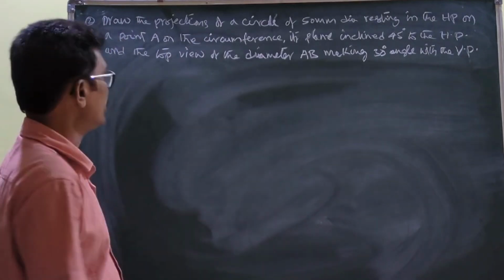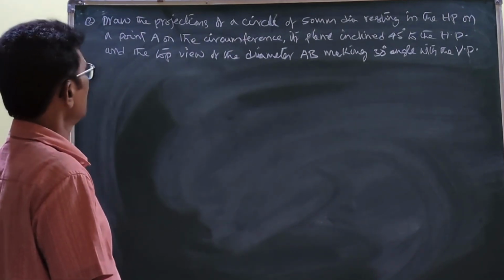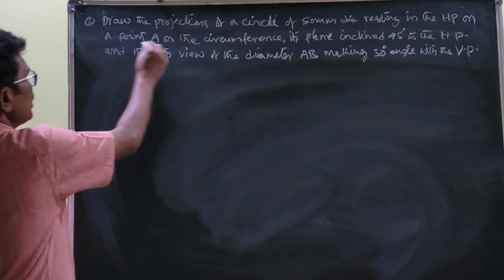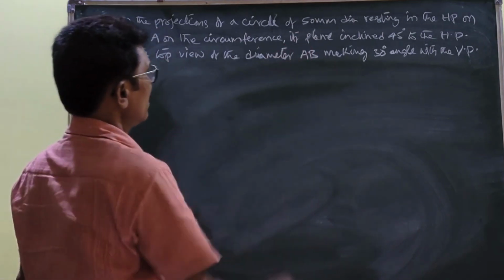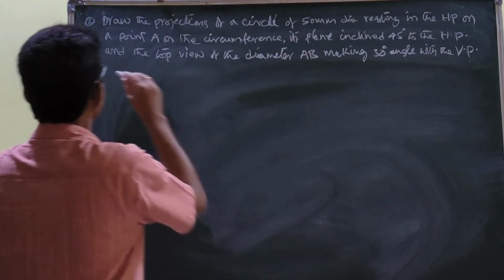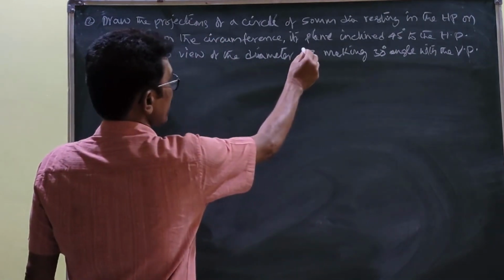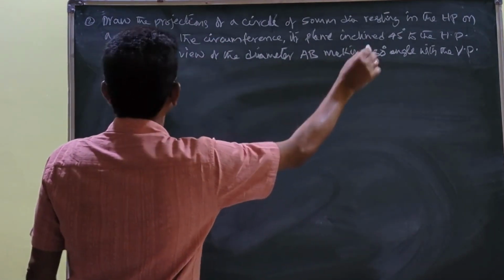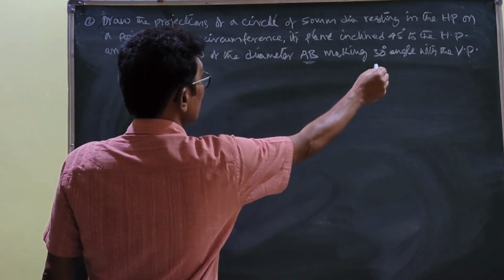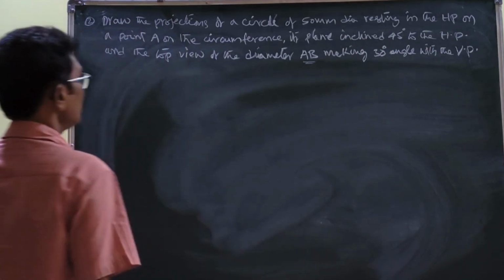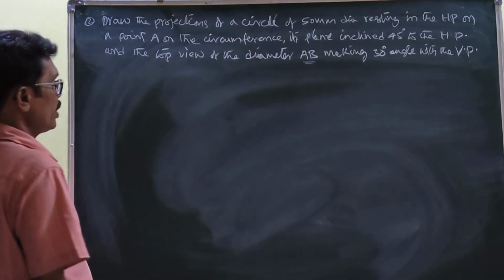Okay students, coming to next problem. A plane inclined to both the reference planes. Draw the projections of a circle of 50 mm resting in the HP on a point A on the circumference. Its plane inclined 45 degrees to HP and the top view of the diameter AB making 30 degrees angle with the VP. In this position, asking to develop front view and top view.